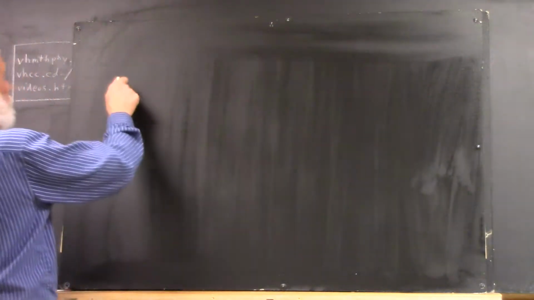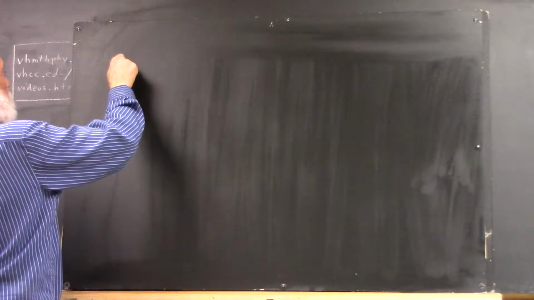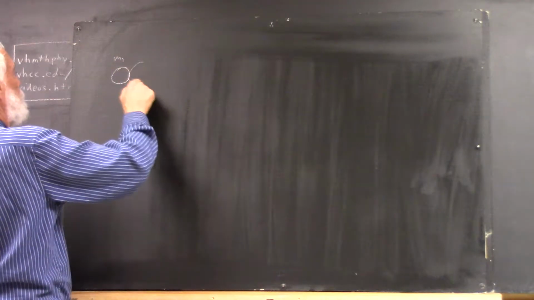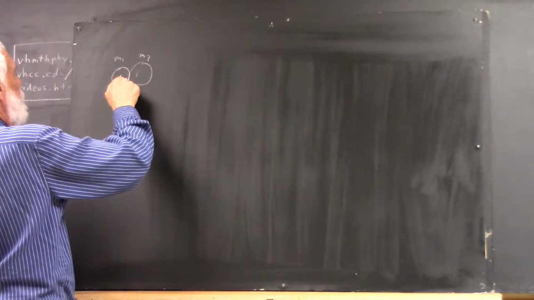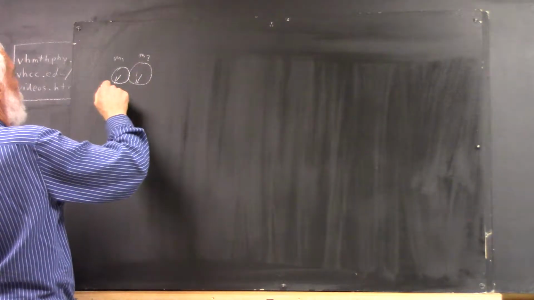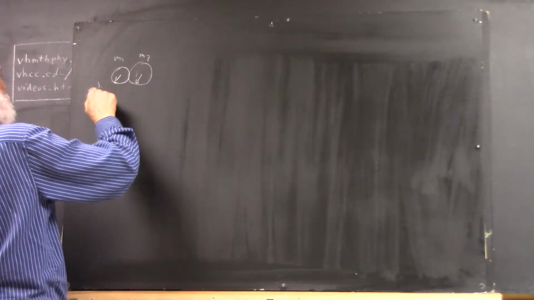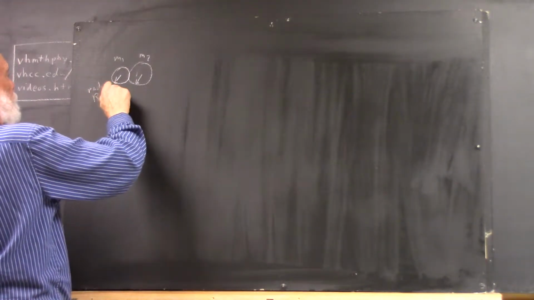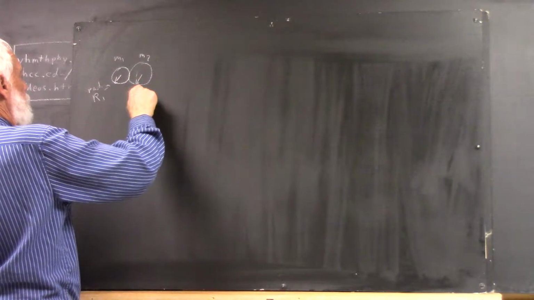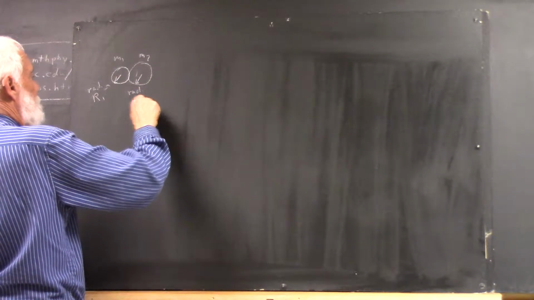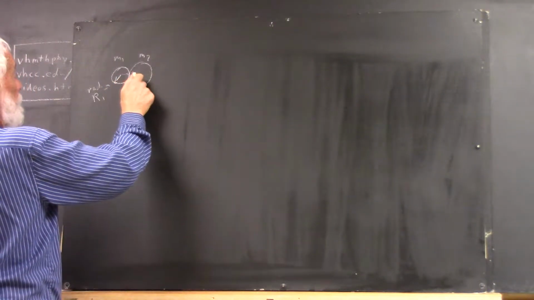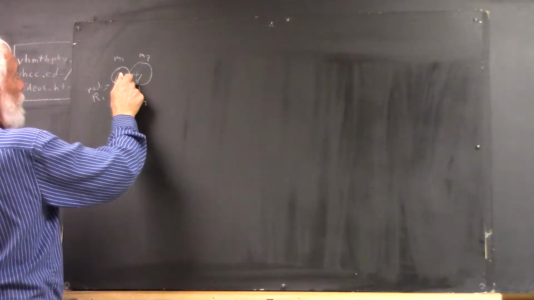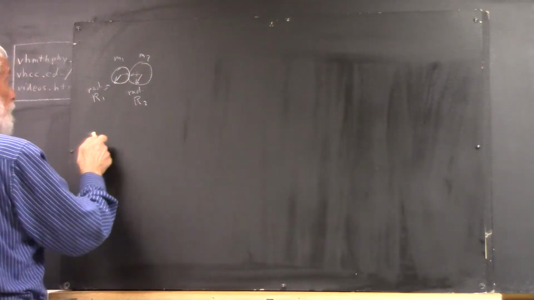We have the situation where we have two masses, M1 and M2, with radii R1 and radius R2. Okay, well, at this point their centers are separated by the radius of this one plus the radius of this one.